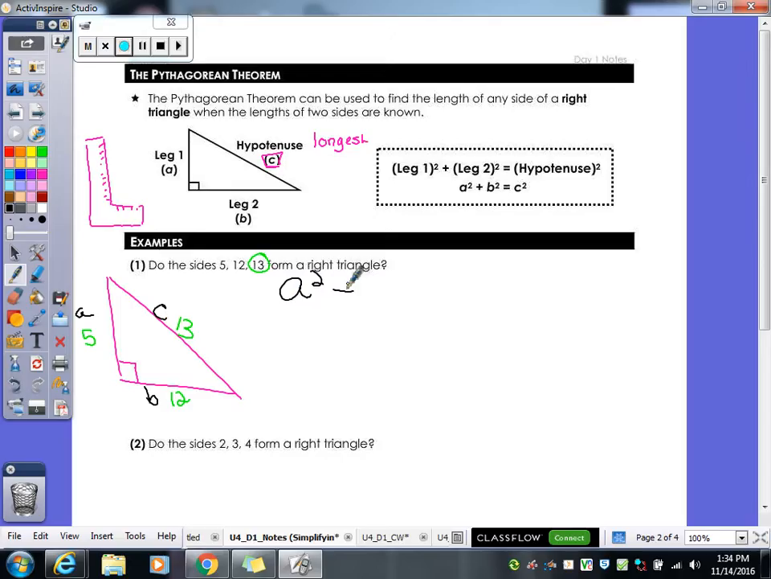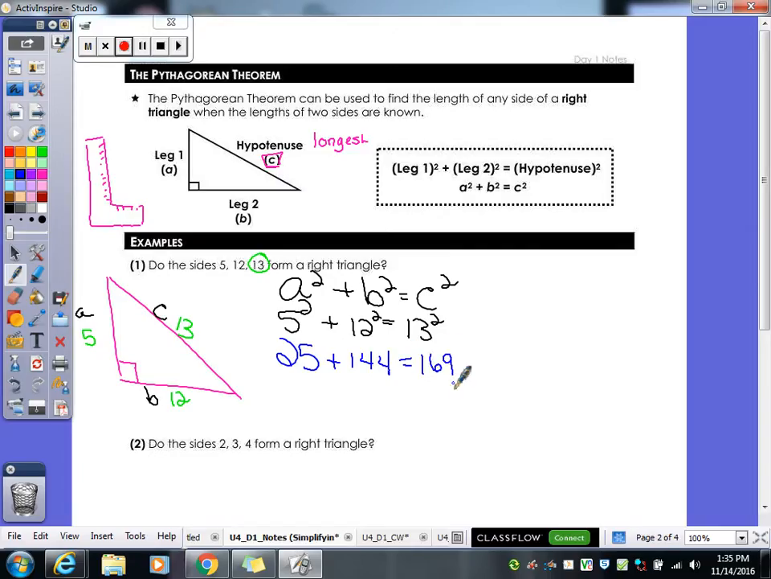Write down my formula. Hopefully you guys remember this from last year or the year before. You're going to plug in 5 squared plus 12 squared, and see if that equals 13 squared. Well, when you square 5, you get 25. When you square 12, you get 144. Does that equal 169? 25 plus 144, yep, 169. So then you have to answer it: yes, 5, 12, 13 forms a right triangle.